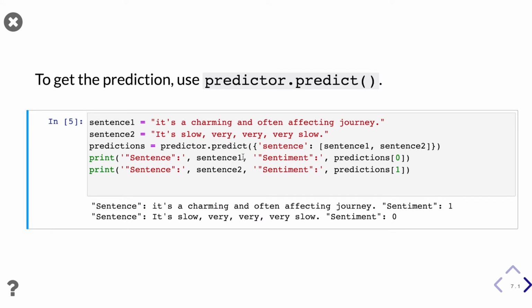And now let's see the results. So here for the first sentence, it's a charming and often affecting journey. The sentiment is predicted to be positive. And for the second sentence, it's slow, very, very, very slow. The sentiment is predicted to be negative.